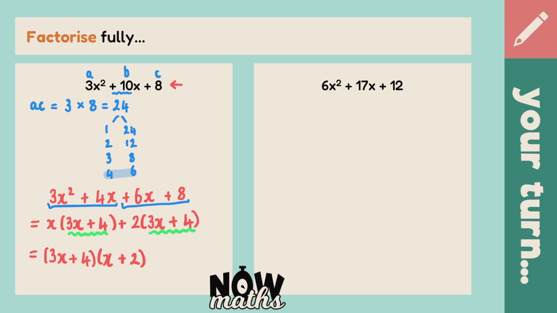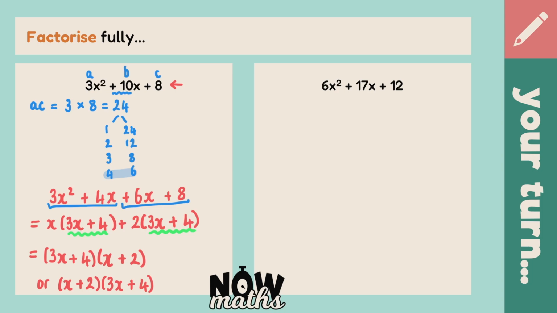As with all of the previous factorisations, if you had the brackets in the opposite order, this would also be a correct factorisation. And this would have happened if you wrote the 4x and the 6x in the opposite order.